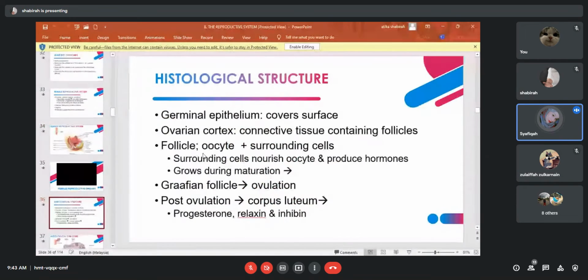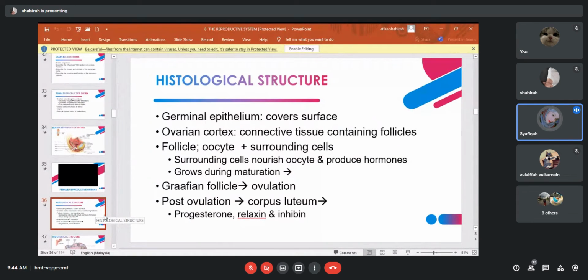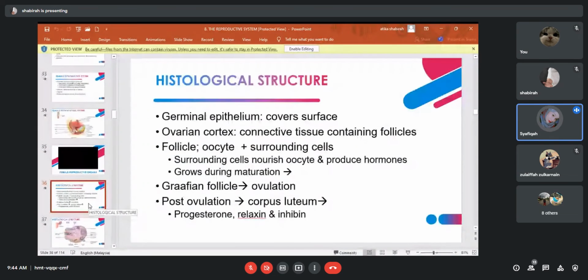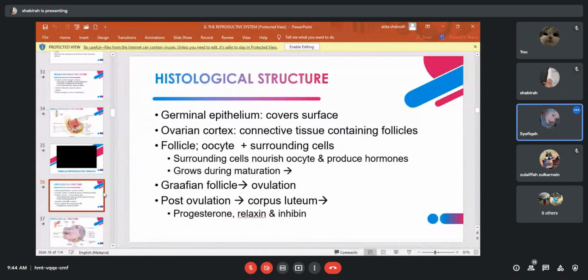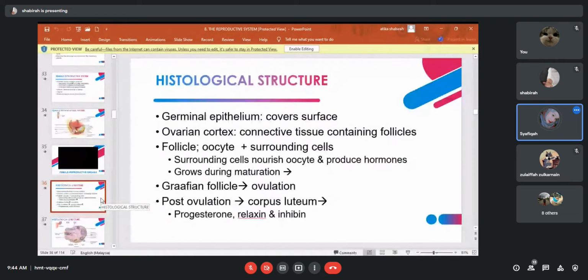Yang histological structure tu, dia terdiri daripada germinal epithelium, which is dia cover surface, and then ovarian cortex, which is connective tissue containing follicles. The cortex of the ovary contains ovarian follicles in different stages of development. Within each follicle is a germ cell called oocyte, enveloped by hormone-producing follicular cell. Yang di histological structure ni, only one follicle fully matures and reaches the surface, form a fluid-filled blister called Graafian follicle. The follicle bursts and release the egg, contain the process lah called ovulation.